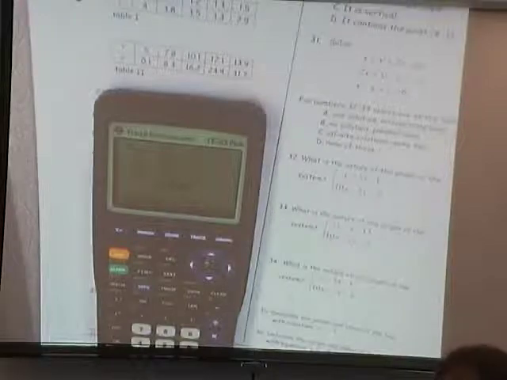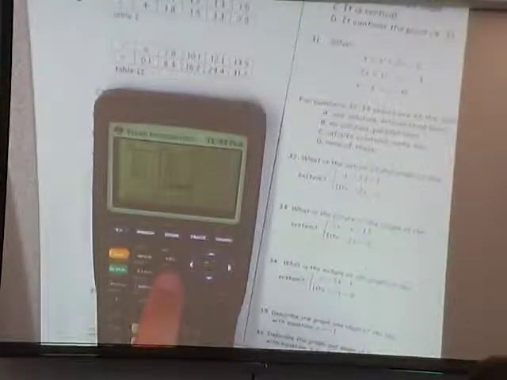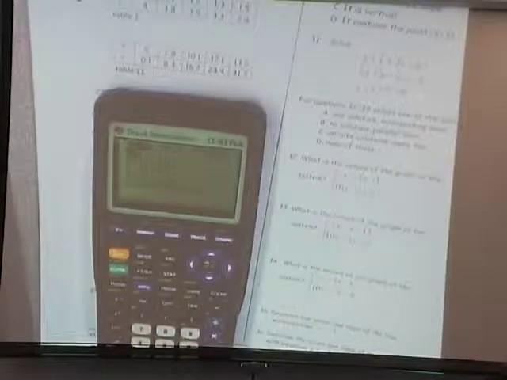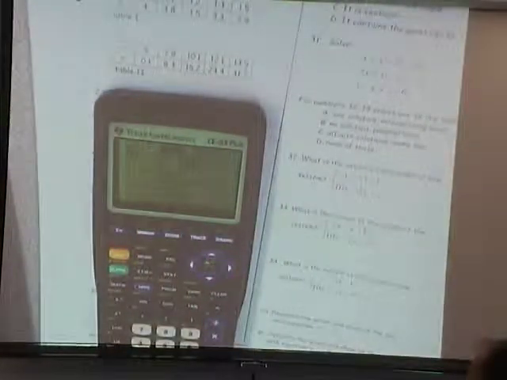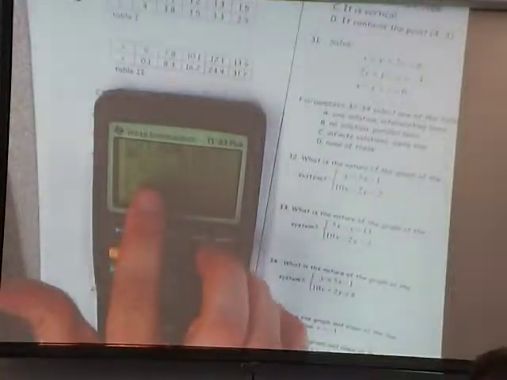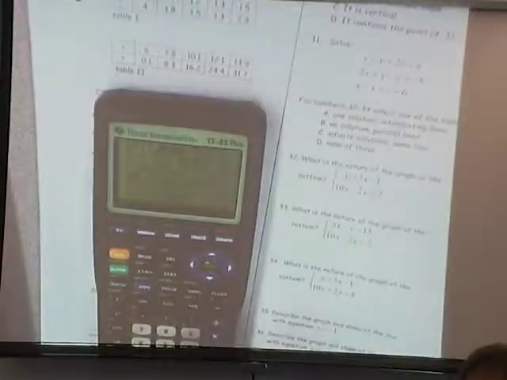Alright, so after you double check the information you put in, we want to go back to stat. Want to arrow over to calculate. And then we want linear regression. Number 4. It actually tells us linear regression in the question.